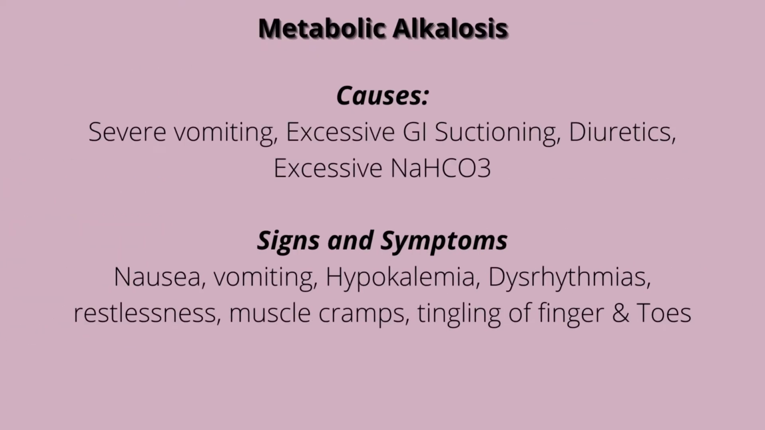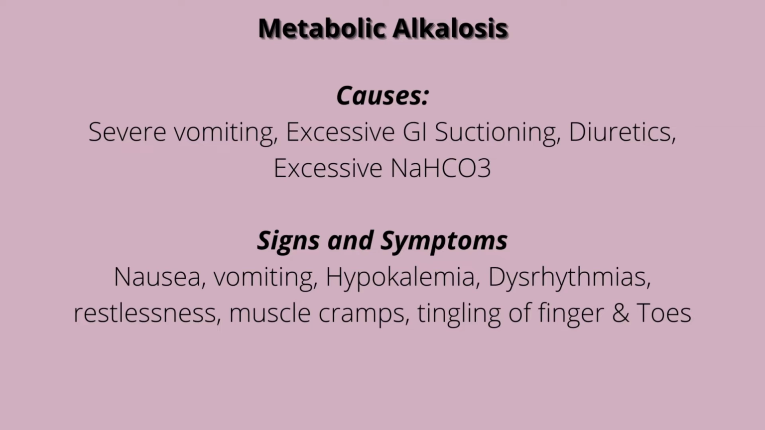Metabolic alkalosis. So when we talk about metabolic alkalosis, what could cause this? We could have excess GI suctioning, right? We are taking out that acid in the GI, and what happens? You just become alkaline. Some diuretics could cause that, some severe vomiting, right? We are getting rid of the acidity in the body.